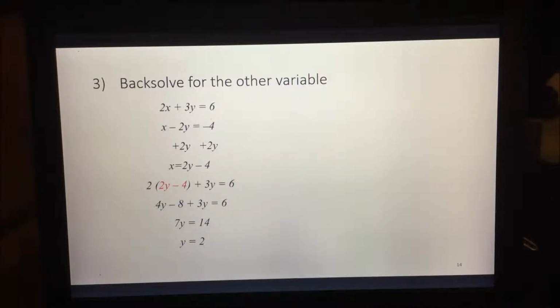How do we do that? We take our value of 2 and we substitute it back into the original equation and solve for x. 2x plus 3 times the 2 that we're going to substitute in for y equals 6. Simplify. 2x plus 6 equals 6. Combine like terms. 2x equals 0. Divide both sides by 2. X equals 0. So our solution is 0, 2.